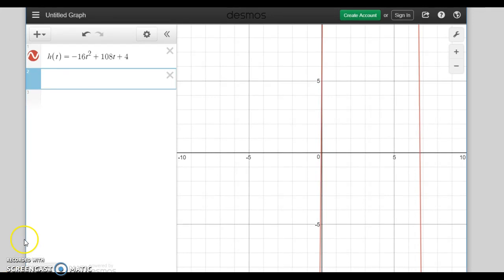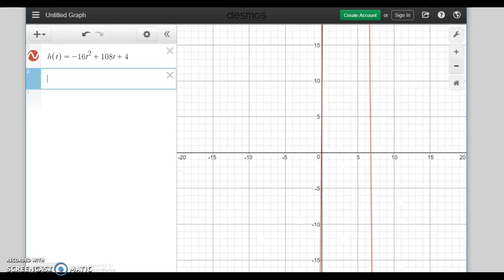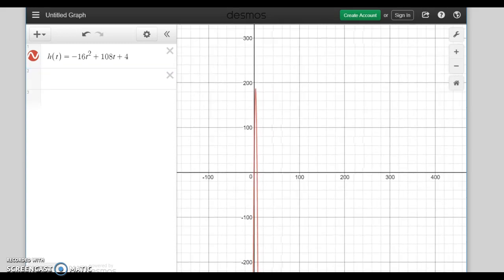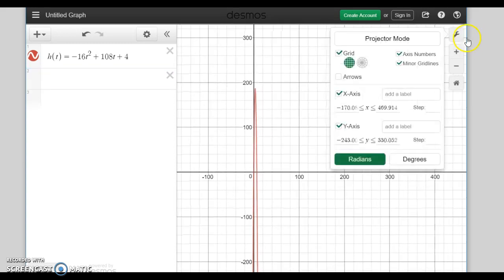So if we have h(t) = -16t² + 108t + 4 in Desmos, initially the graph doesn't look great, only because it's really zoomed in. So you're going to want to zoom out. Unfortunately, when you zoom out like this, just to even see the vertex, it's really not conducive to reading what's going on here. So I'm going to click on the settings, and you can actually change what you want your x-axis and your y-axis to go from.